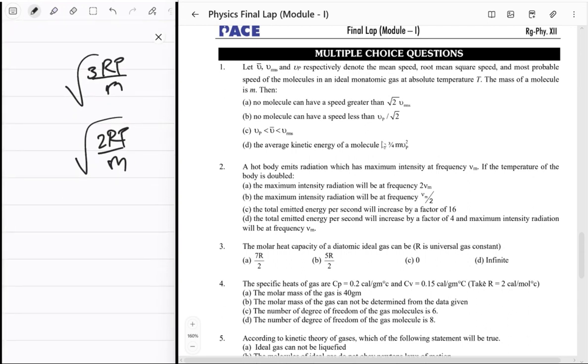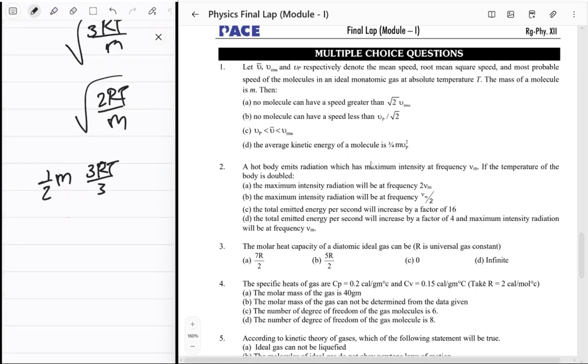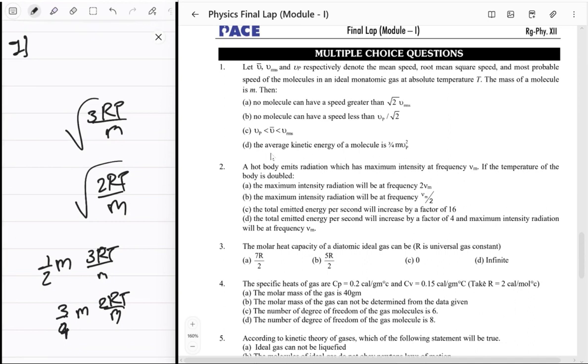Okay, something's not right with this. It's supposed to be half mv squared, right? Half m VRMS squared, which is 3RT upon M and all that. So basically 3 upon 2, right, 3 upon 2 m, and then 3RT upon M. So it will come out like this. That makes sense. So it's actually correct. So D is correct. Yeah. D is the correct thing and C is also correct.